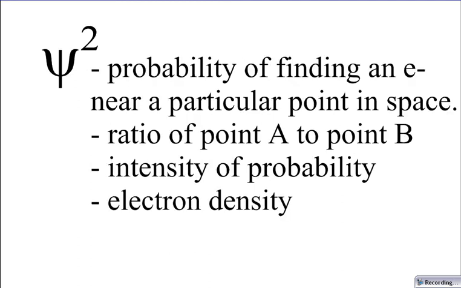If you take the square of psi, you have the probability of finding an electron in a particular point in space. And it's a ratio of point A compared to point B, psi of A compared to psi of B. So let's say the ratio is 100 to 1. That means you have 100 times more chance of finding an electron at point A than you do at point B. It's also called the intensity of probability, or the electron density. They're all synonymous terms.